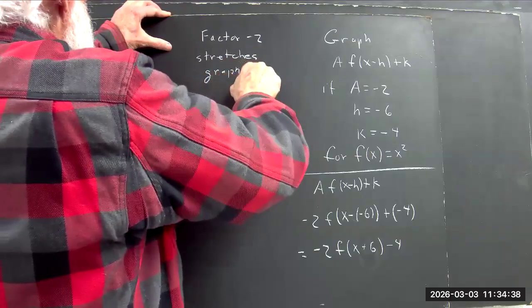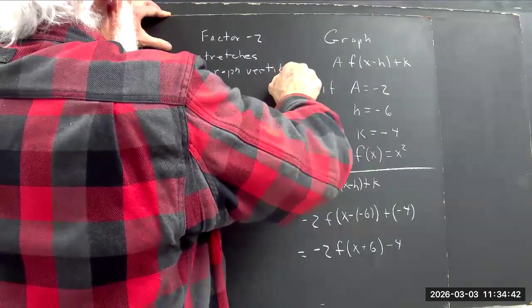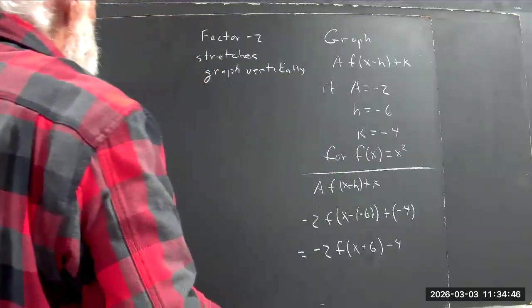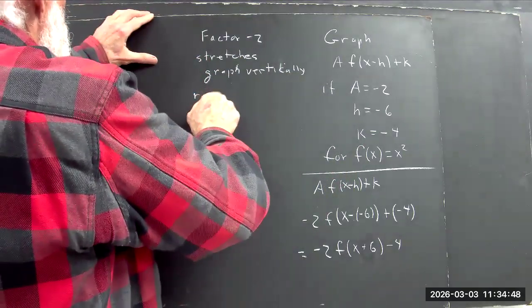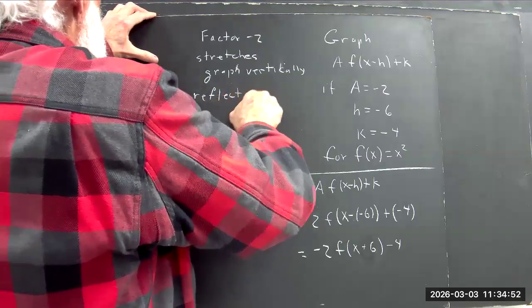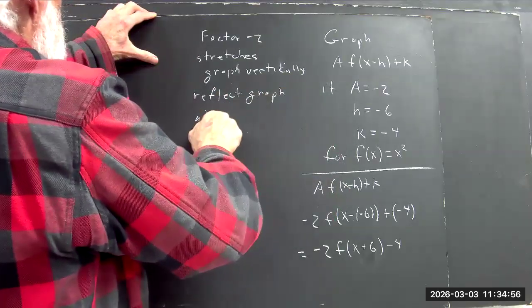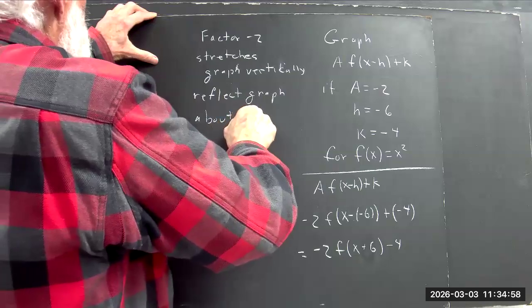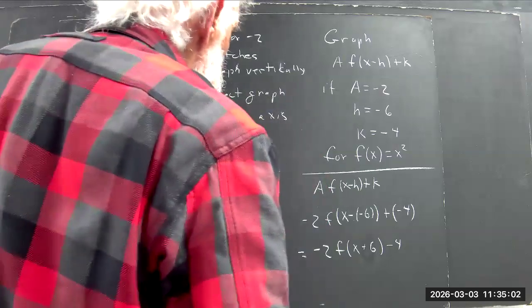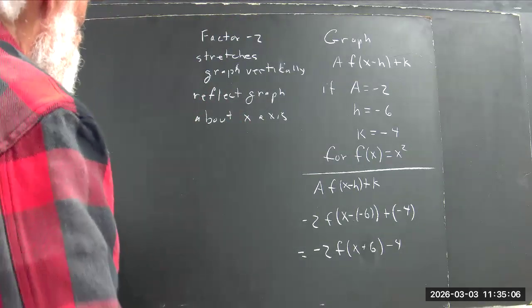Stretches the graph vertically. And reflects the graph about the x-axis. So what does that do to the graph?